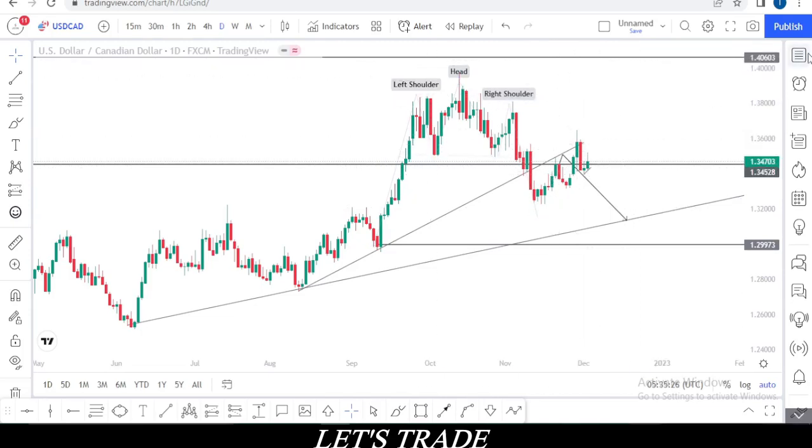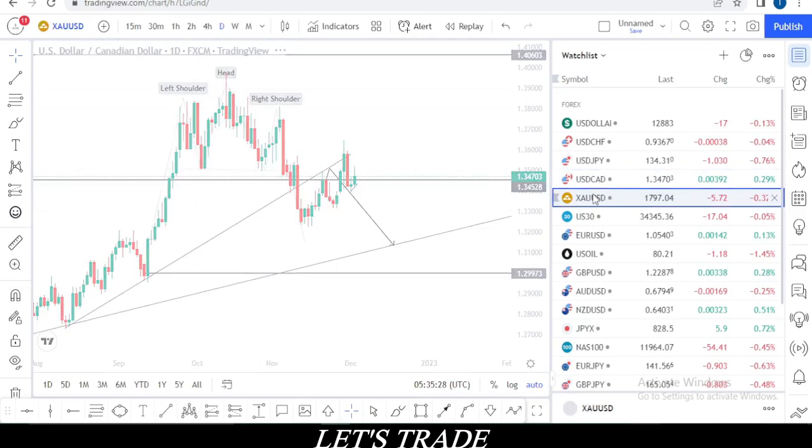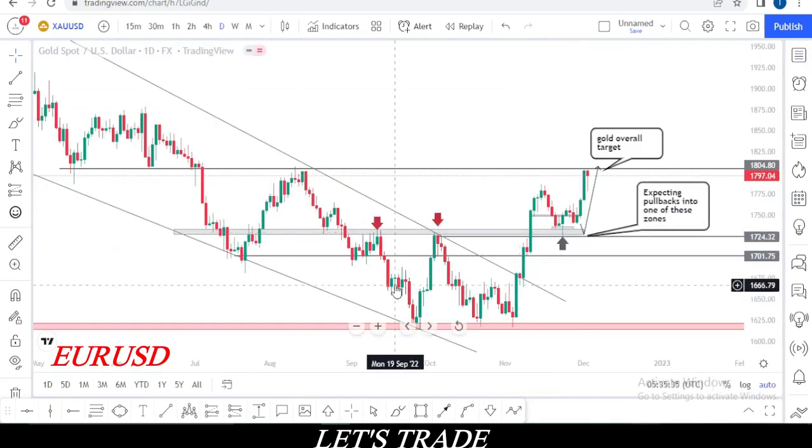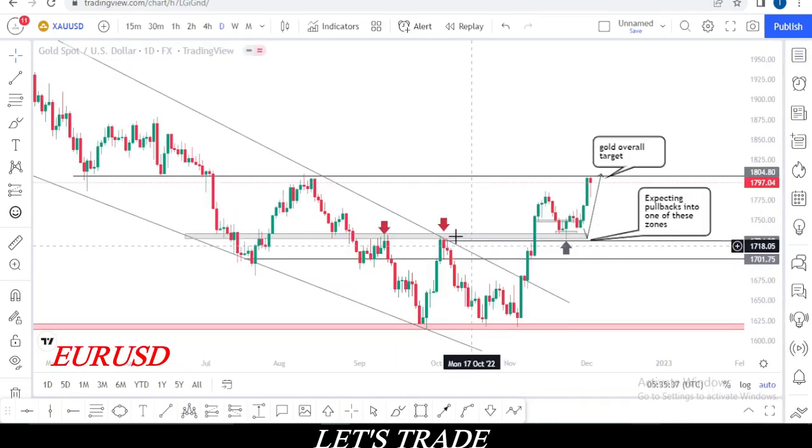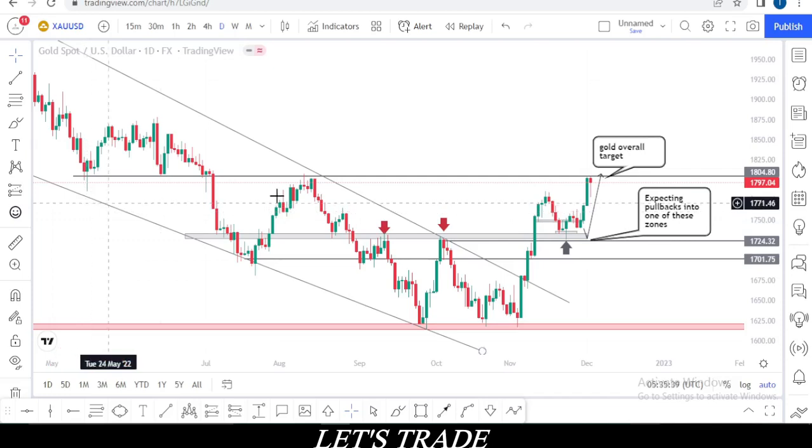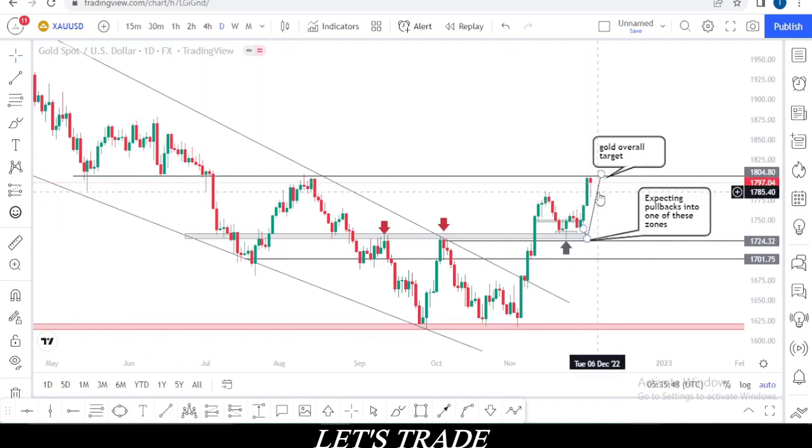Let's go and look at other pairs. Let's look at gold. Gold is at this interesting zone. If you look at my previous videos, in fact last week's video, I predicted gold to come into this zone as my initial target. And now we are there. We'll be expecting price to do what? Break above this zone. Since we're in an uptrend, that's the only reasonable thing I should be thinking about, right?